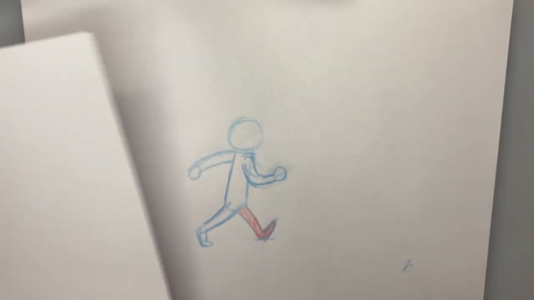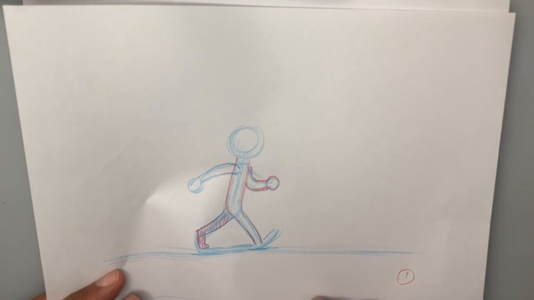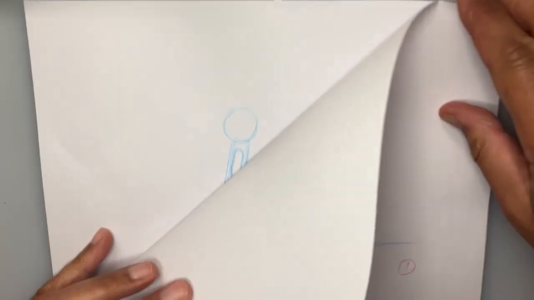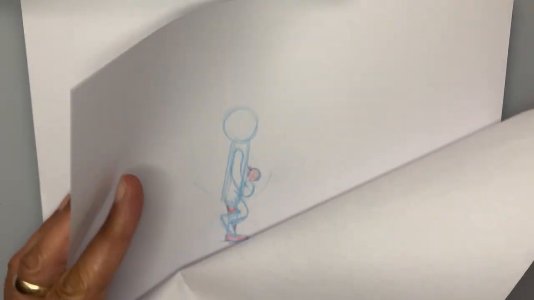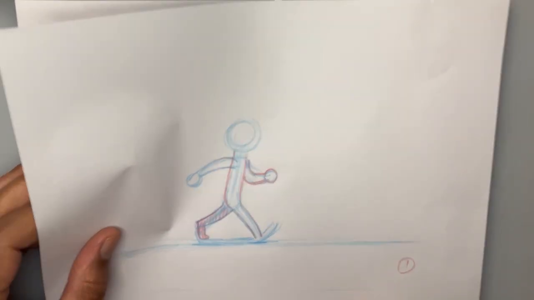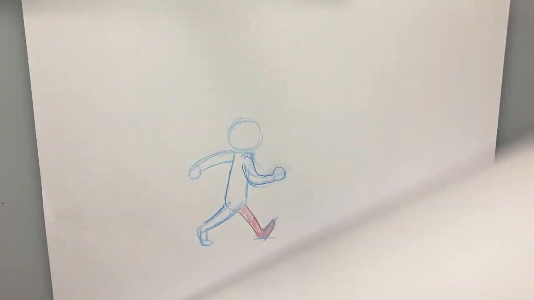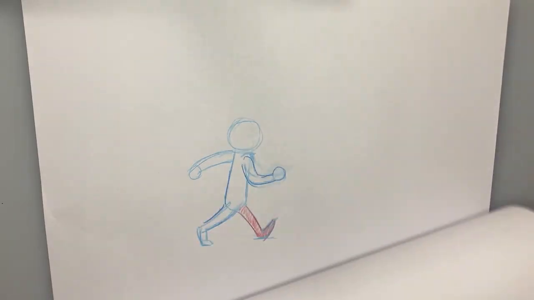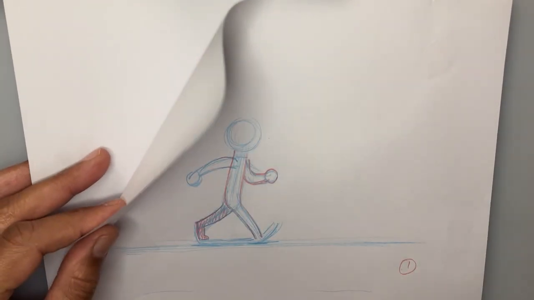So you got 6, and then 9, and then 1. And you check the action by rolling the drawings. See how my fingers hold, 2 fingers hold that drawing, and my thumb and forefinger hold this drawing, and you roll them like that to that. And you see the difference there? You see his foot is coming back, and his arms are swinging in the opposite direction of his legs.